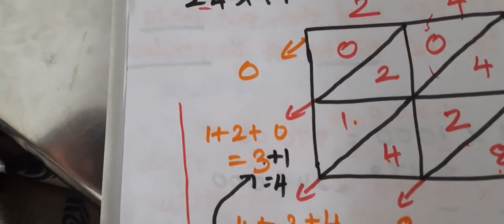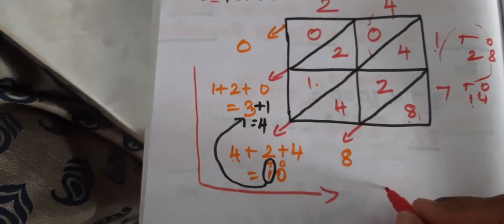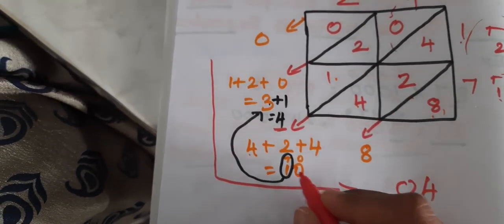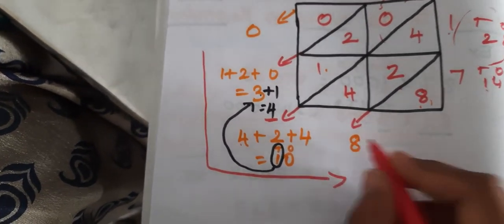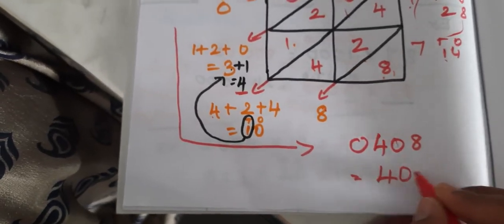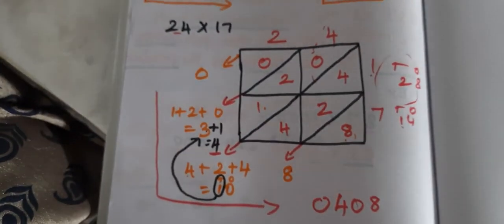So now we have to write the numbers up to down. First number is 0. Next number is 4. Next one is 0. Last one is 8. So what is the product here? 408. This is the product for 24 into 17. Do you have any doubts?